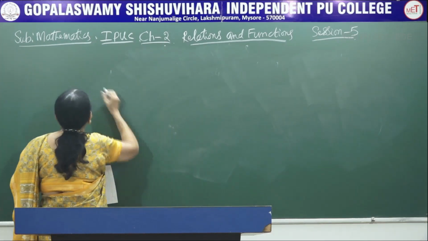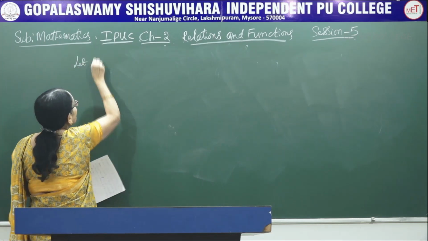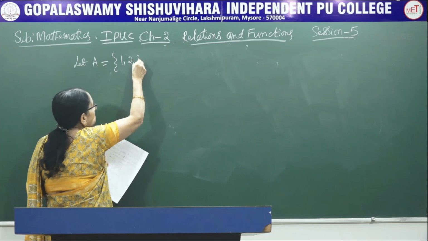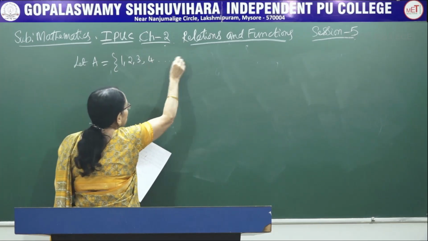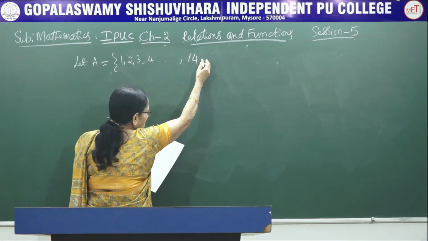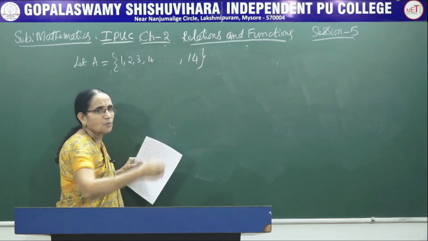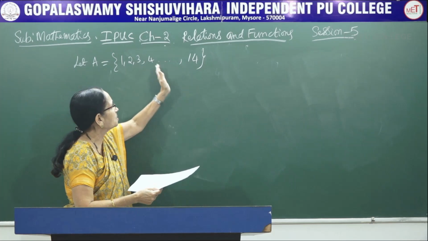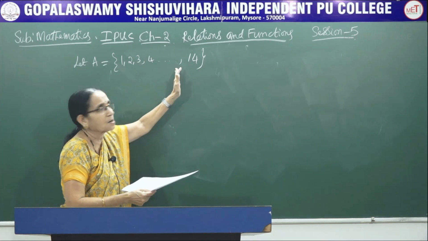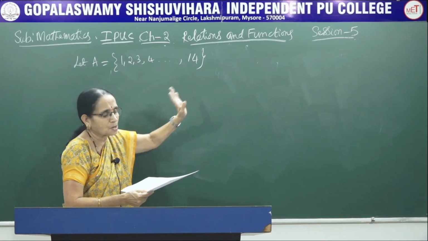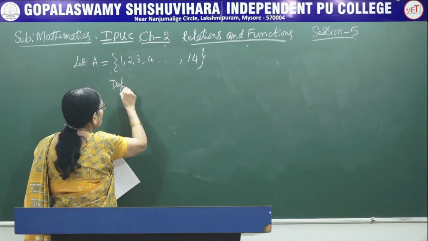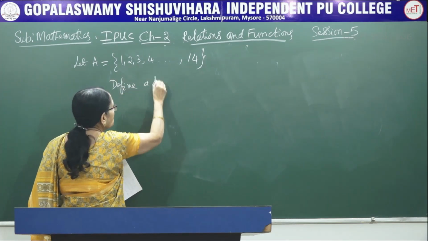Here let me consider a set. Let the set A contain the elements 1, 2, 3, 4, etc., the last element being 14. First 14 natural numbers. Or you can write all the elements. Usually they put a dot like this and write 1, 2, 3, 4, etc., up to 14. Define a relation.